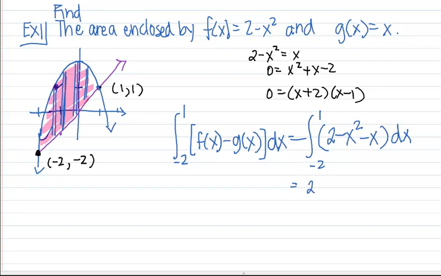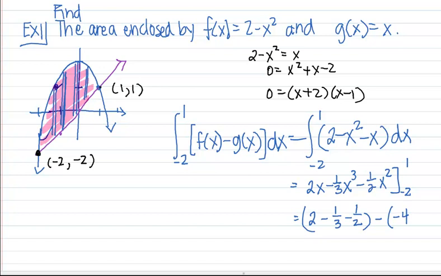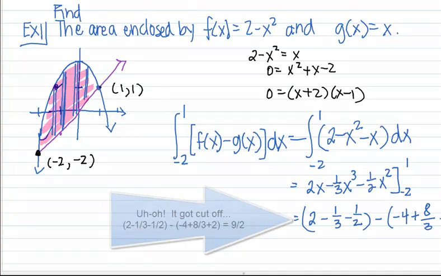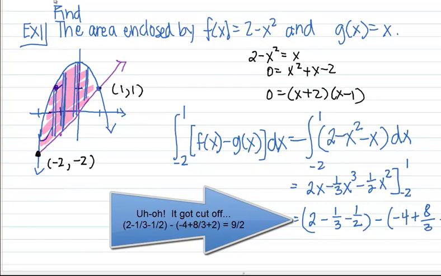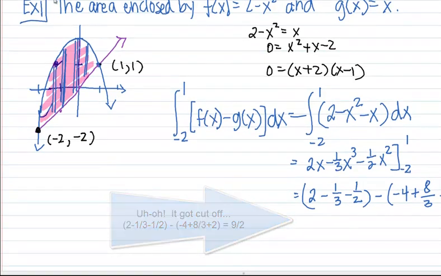So integrating this gives me 2x minus 1/3 x cubed minus 1/2 x squared from negative 2 to 1. So we'll just take our numbers and plug them in. 2 minus 1/3 minus 1/2 minus negative 4, or actually a plus, 8/3 plus 2. And all of this adds up to 9/2. It's a good thing that it's a positive number because the area between two curves should always be positive.